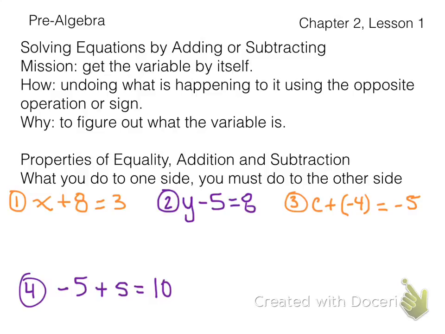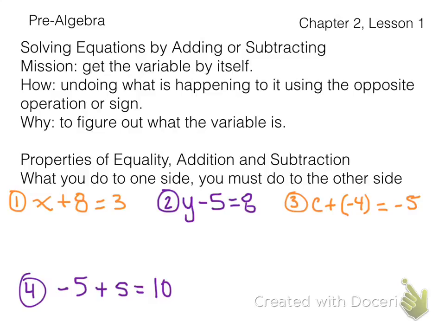All right, math time. Solving equations by adding or subtracting. Your mission is to get the variable by itself. How do you do this? By undoing what is happening to it using the opposite operation or sign. So whatever's happening to the variable, we have to undo, okay? Why do we do this? So that we can figure out what the variable is.